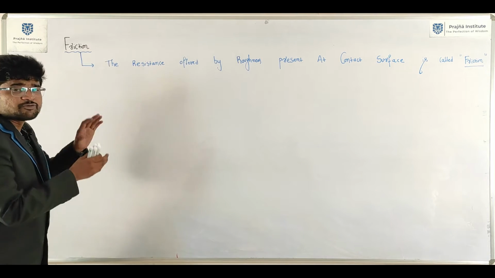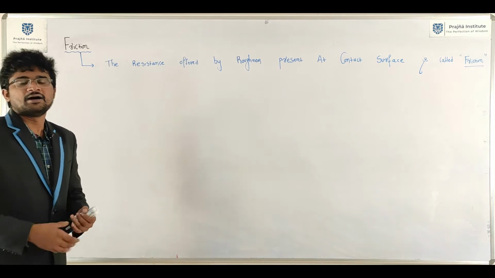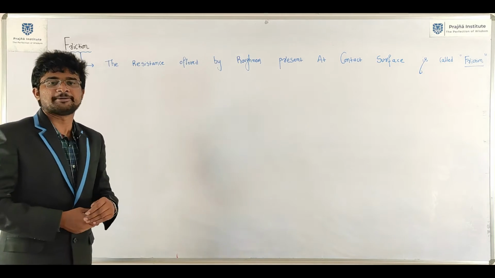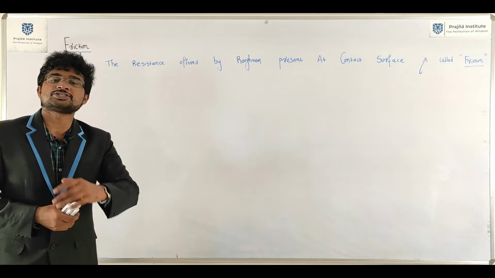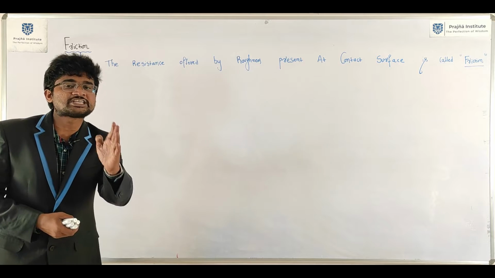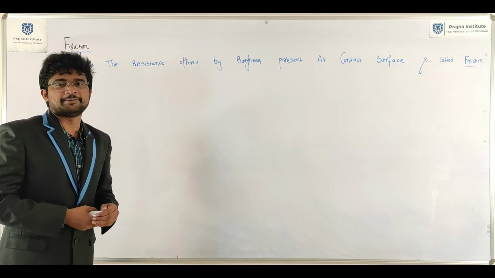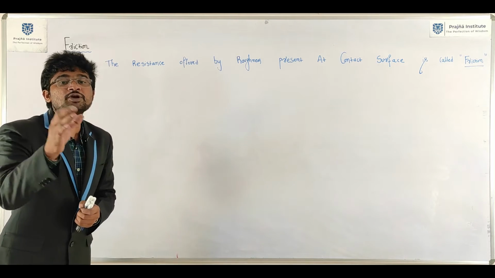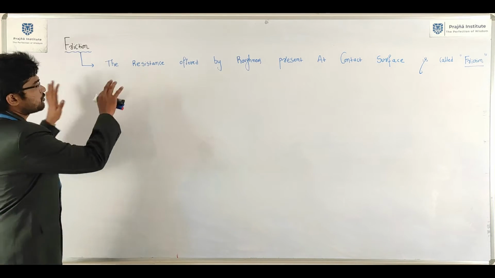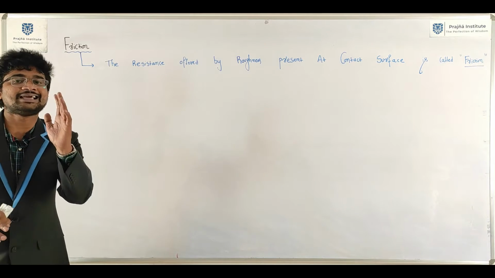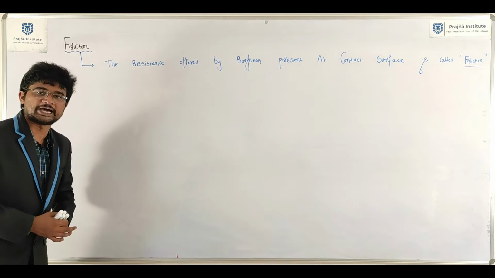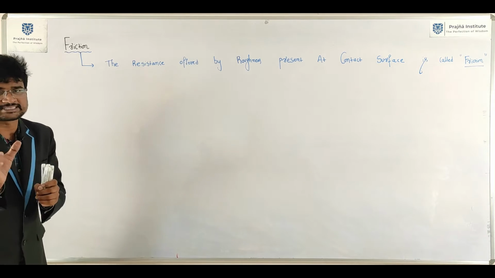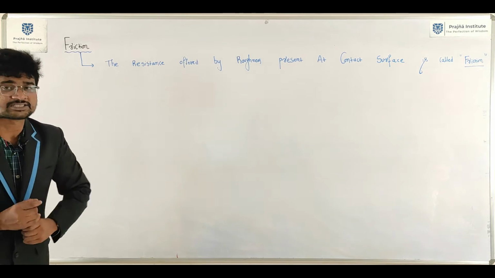Actually, whatever friction you are studying in the engineering mechanics course is assumed to be solid friction. Fluid friction is also present. Fluid friction means viscosity, and that topic we can discuss in the fluid mechanics course. Whatever friction you are studying here is related to solid friction. Friction is related to the roughness present at the contact surface.